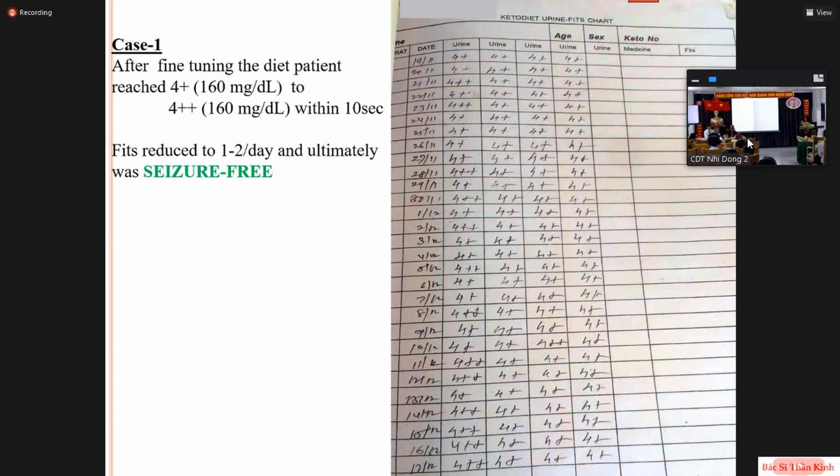After fine-tuning the diet, you can see that the ketones were always at 4+, and with this, the fits reduced to 1 to 2 per day, and ultimately the patient was seizure-free and even now is seizure-free.